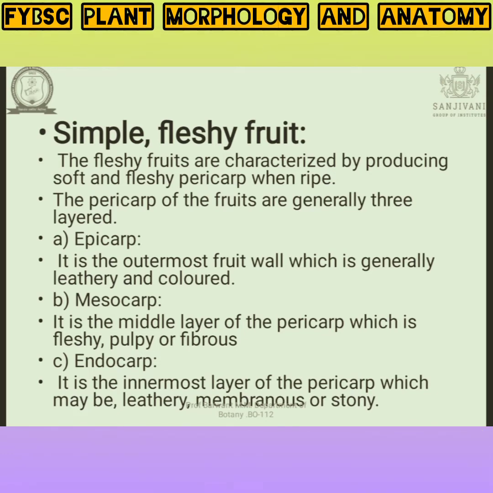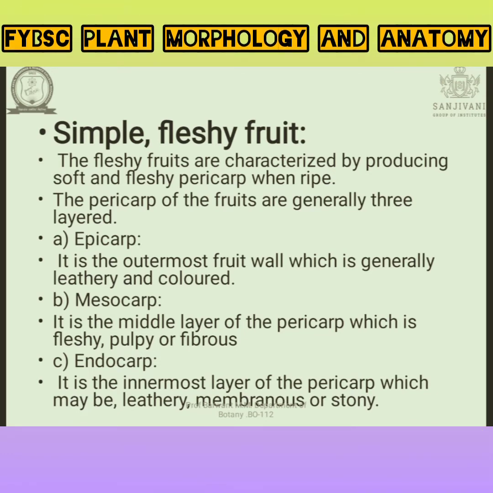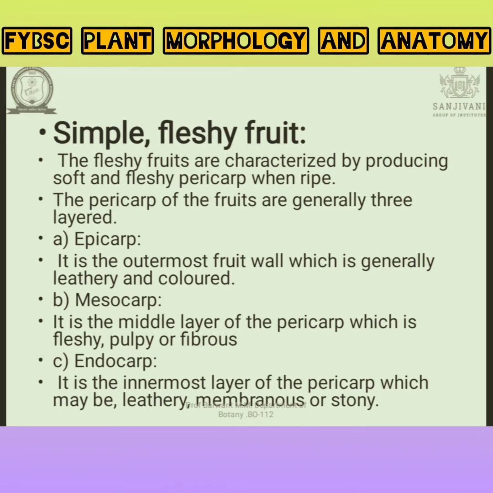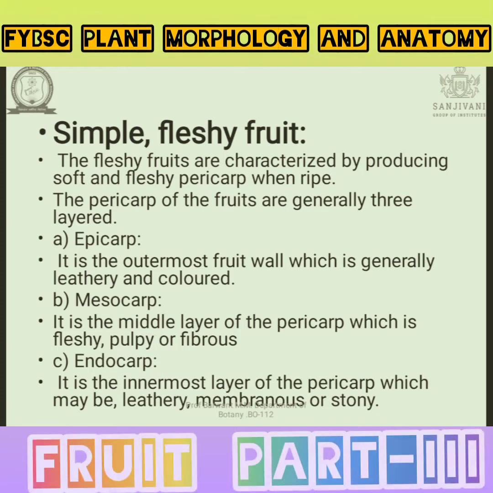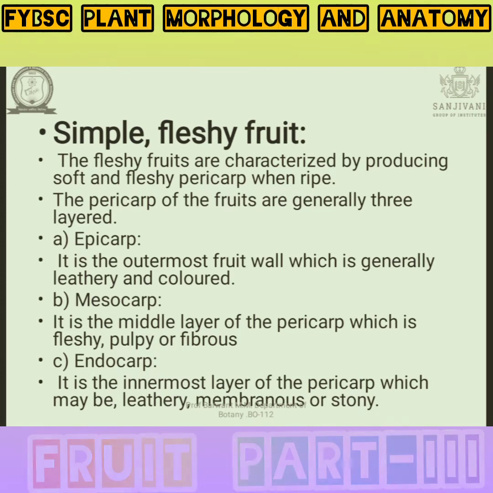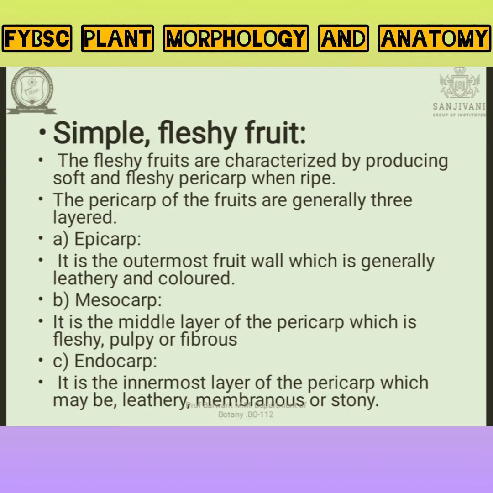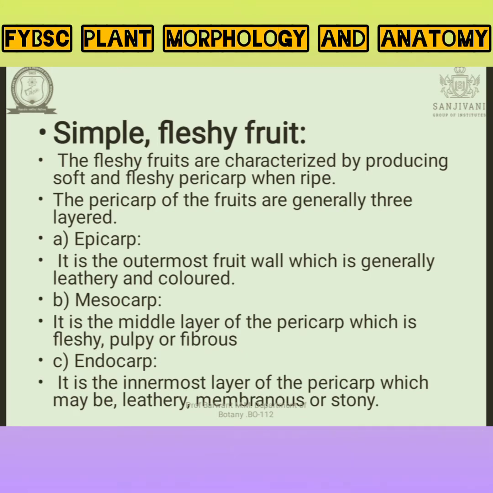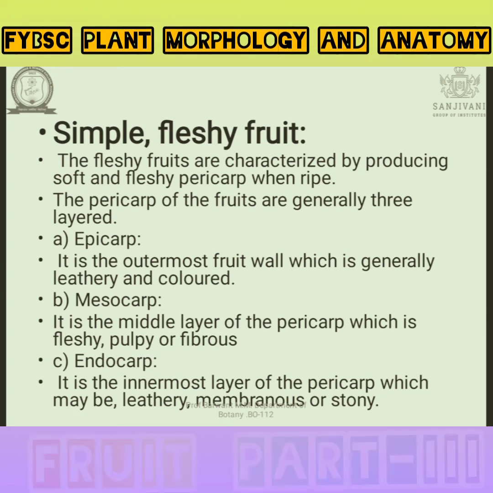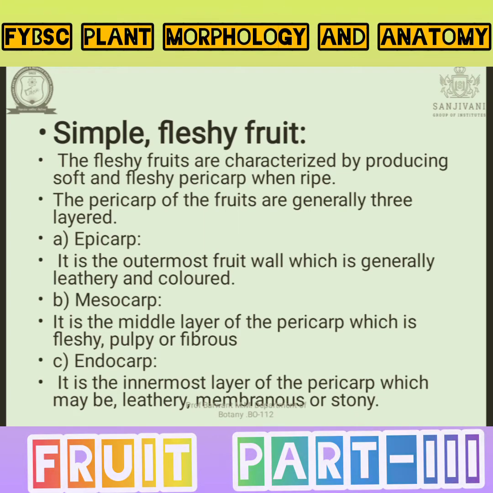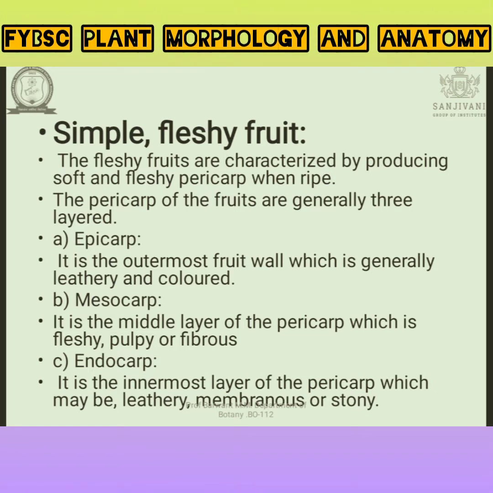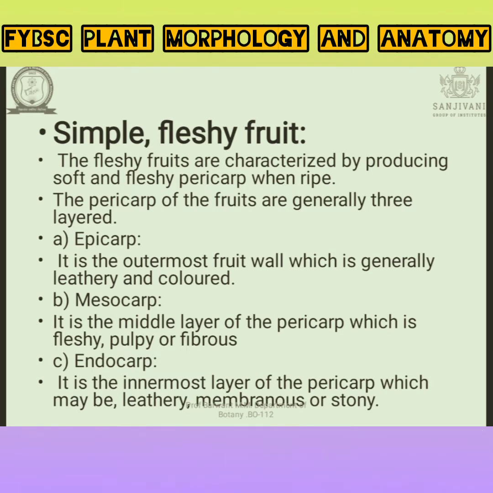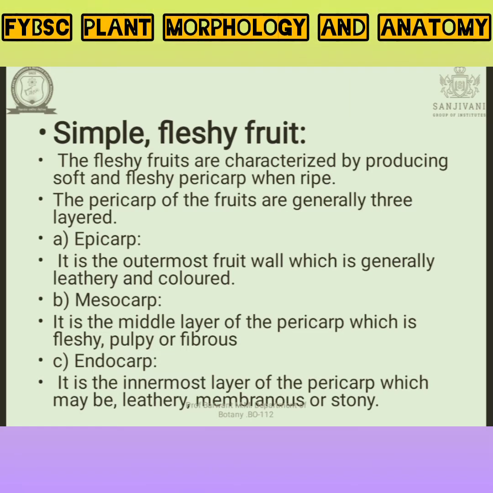Epicarp is the outermost layer of a fruit. It is generally colored or leathery in structure, that is known as epicarp. Next, mesocarp is the middle layer of the pericarp, which is fleshy, pulpy, or fibrous in nature. Endocarp is the innermost layer of the pericarp, which may be leathery, membranous, or stony. Those are the three layers of the pericarp in a fleshy fruit.